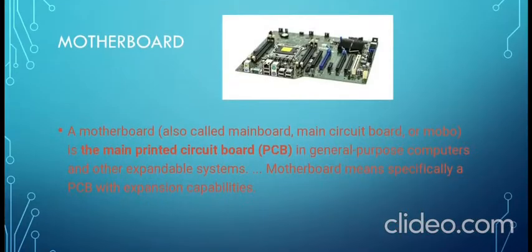Next is motherboard. A motherboard, in general, is the main printed circuit board in general purpose computers and other expandable systems. Motherboard means specifically a PCB with expansion capabilities. As the name suggests, this board is often referred to as the mother of all components attached to it, which often include peripherals, interface cards, and daughter boards, sound cards, video cards, network cards, host bus adapters, TV tuner cards, IEEE 1394 cards, and a variety of other custom components.